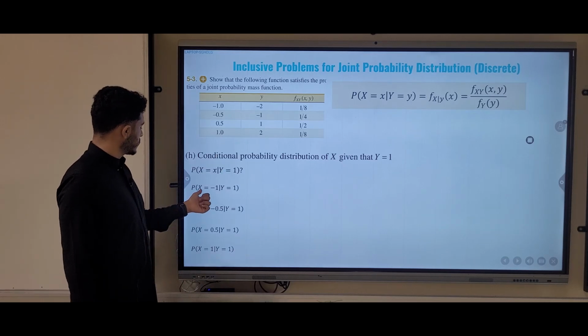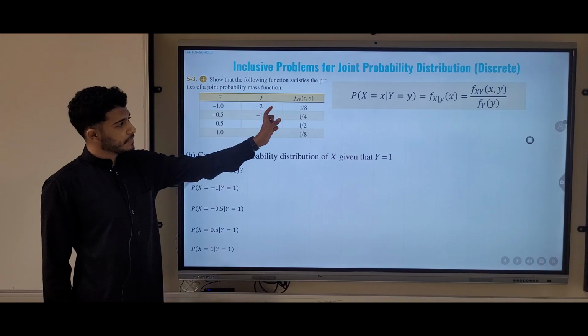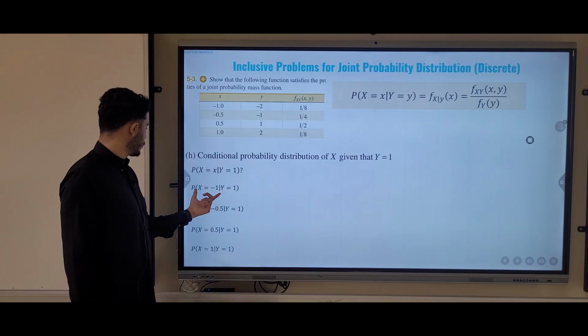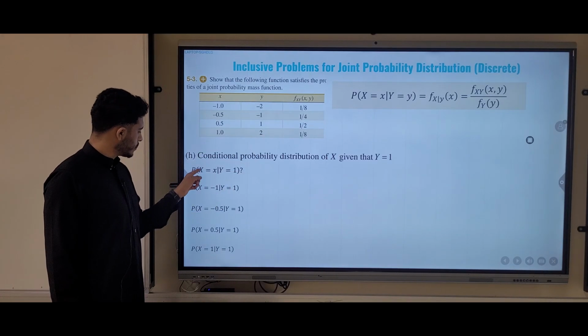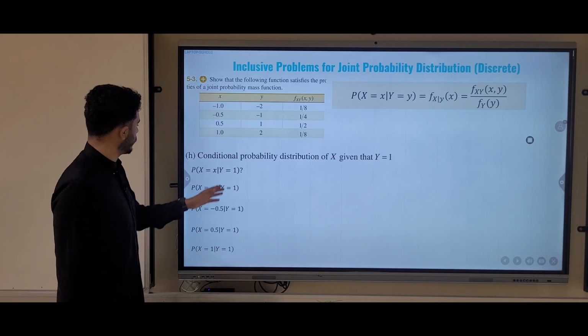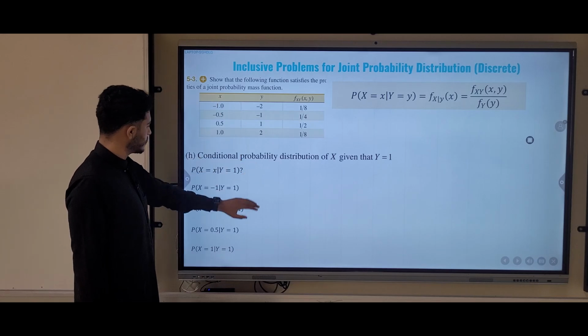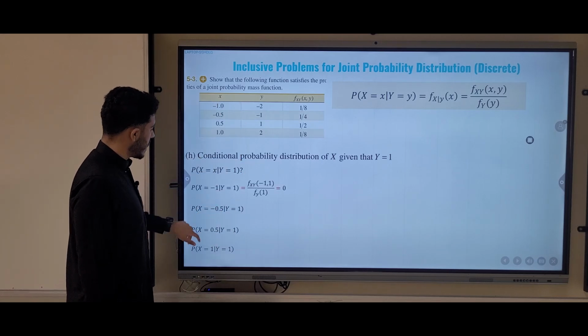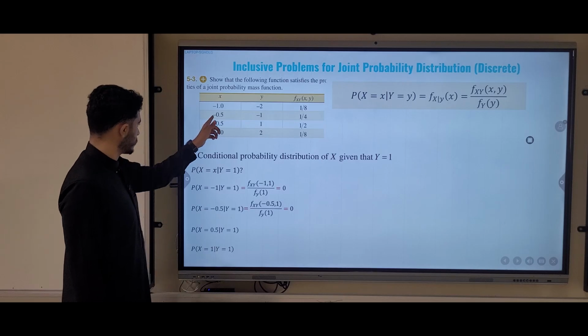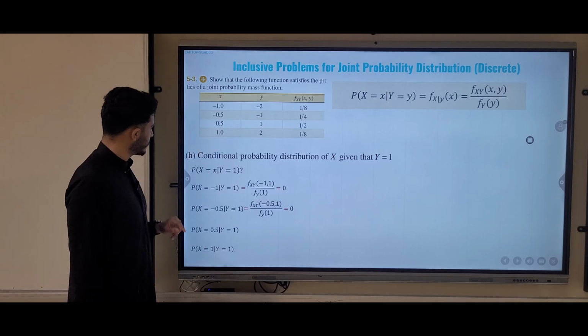For x, we're going to find first of all the joint between them, then we're going to divide it by the marginal. If we want to find the joint between x equals minus 1 and y equals 1, we're going to go here. So x equals minus 1 and y equals 1. They are here. There is no probability between them. I know this one already is 0, and this one also should be 0. It's minus 1 and 1.